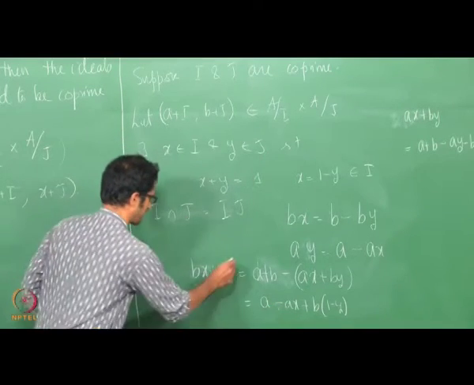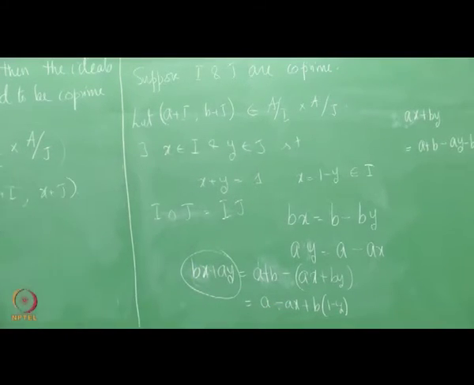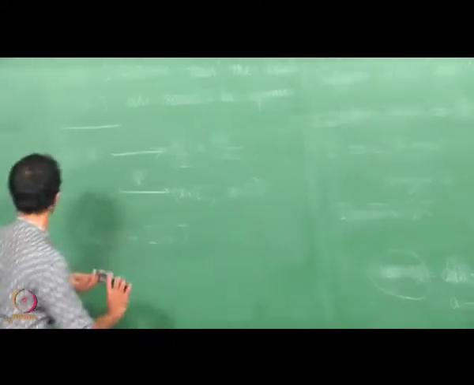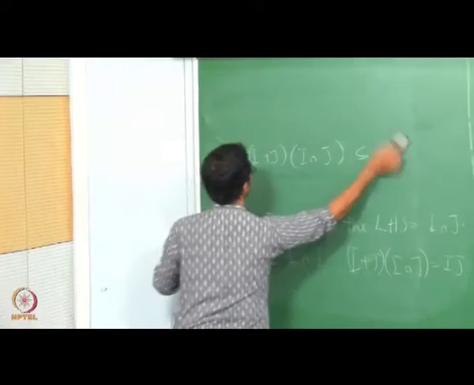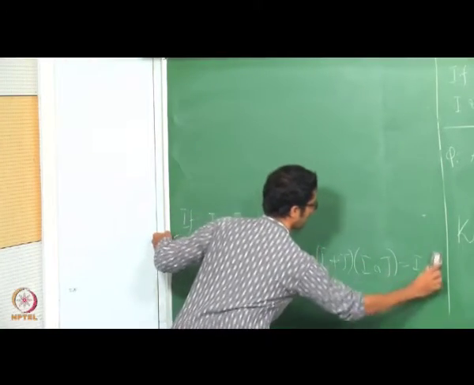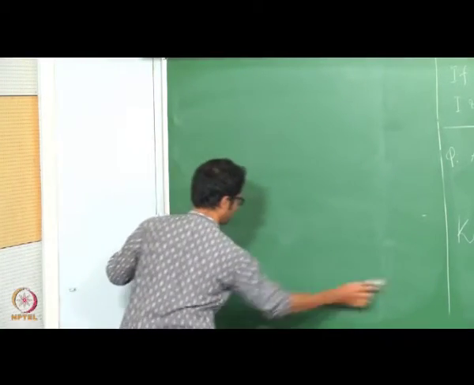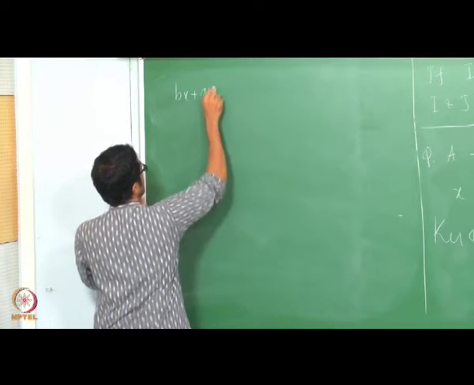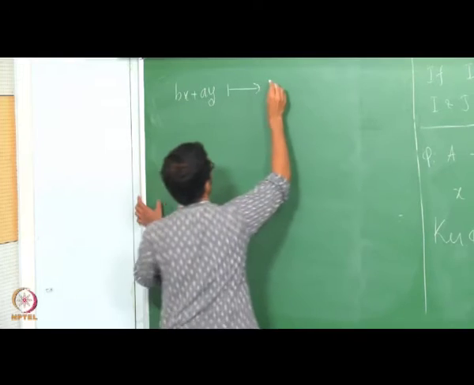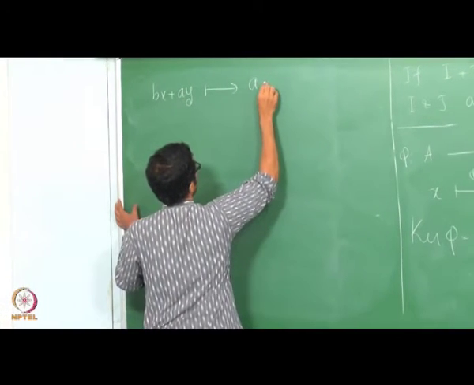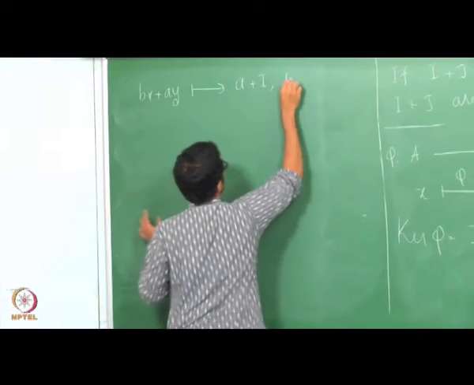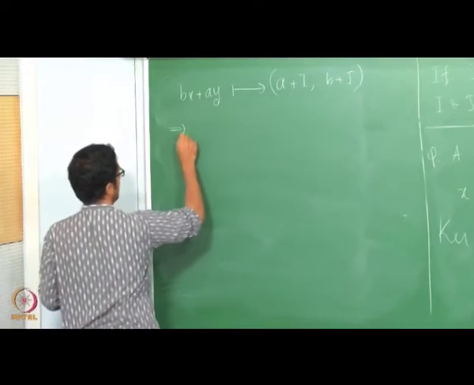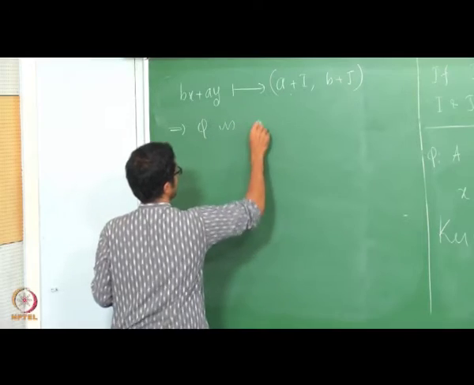So, therefore, this is precisely the element. bx plus ay maps to a plus I and b plus j. So this implies phi is surjective.